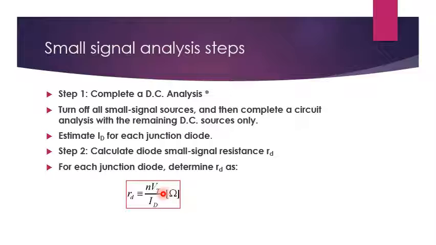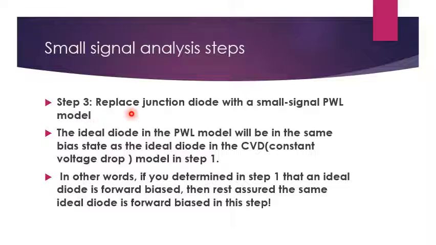Okay, so this Vt value is 26 millivolt, and eta depends on the diode. If it is a silicon diode, the value is 2. If it is a germanium diode, the value is 1. Okay, so the range is only from 1 to 2, right? Now step 3: replace the junction diode with a small signal piecewise linear model.